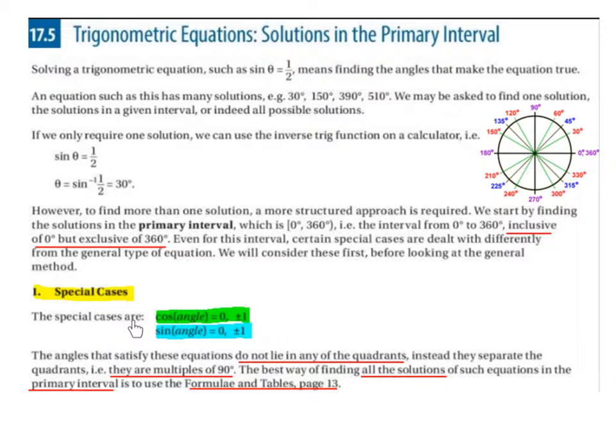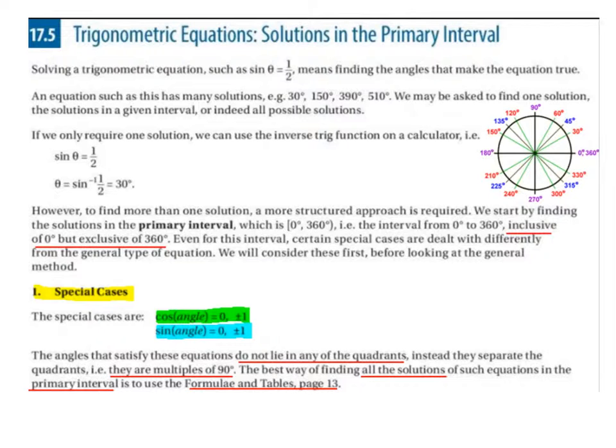The special cases are cos of the angle is equal to 0 or plus or minus 1, sine of the angle is equal to 0 or plus or minus 1. The angles that satisfy these equations do not lie in any of the quadrants. So for example 0 and plus or minus 1 would be the easterly point, the northern point, the westerly point, the southern point.